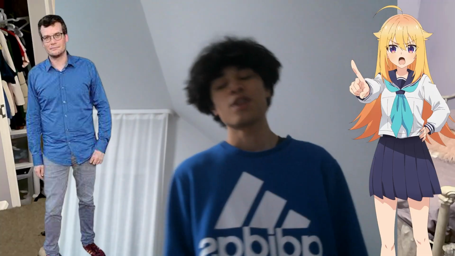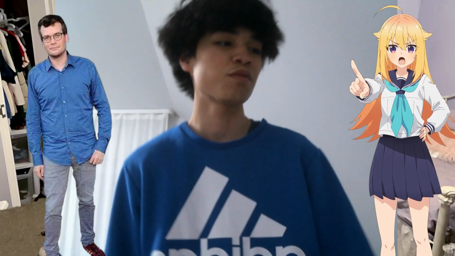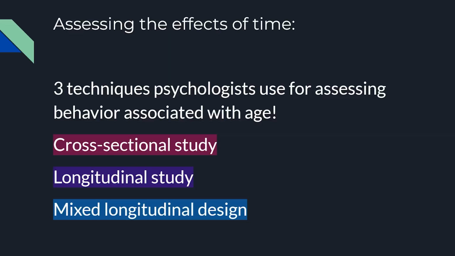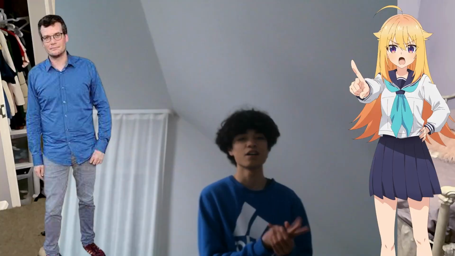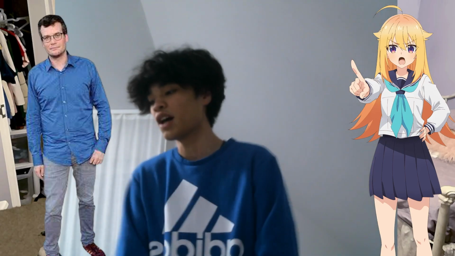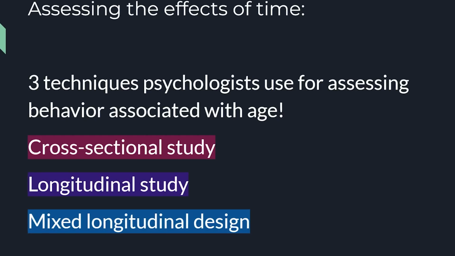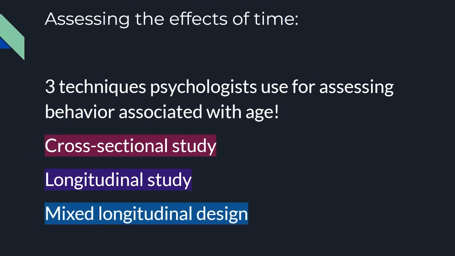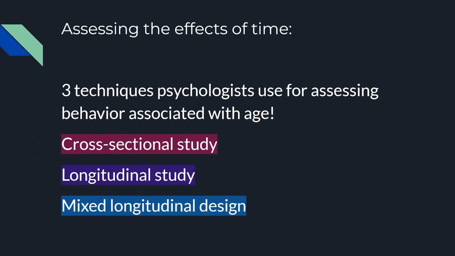And finally, for our final section, it's a little bonus section for you and you only. We are assessing the effects of time. There are 3 techniques psychologists use for assessing behavior associated with age. Time and age, they're pretty similar. We have the cross-sectional study, the longitudinal study, and the mixed longitudinal design.